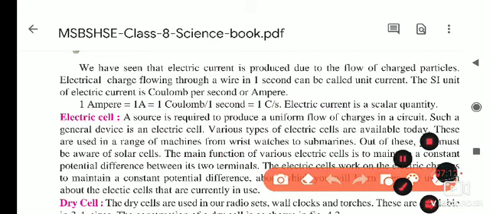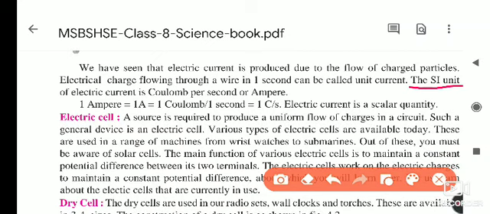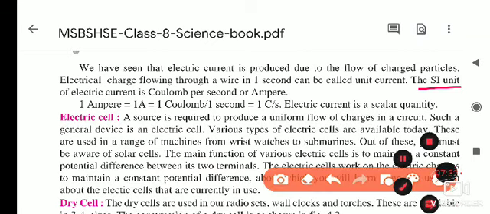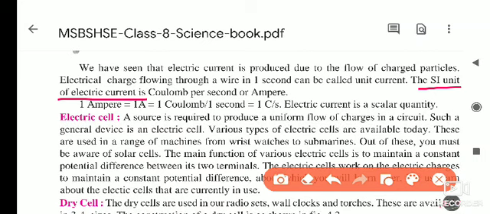It is written here, the SI unit of electric current is coulomb per second or ampere. The SI unit of electric current is coulomb per second or ampere, and this is a scalar quantity. So you have to write down this statement for the question, what is the unit of current? The unit of current is coulomb per second, or it is ampere. And here it is written, 1 ampere, 1 A, is equal to 1 coulomb upon 1 second, that is 1 coulomb per second. These are the short forms written here.